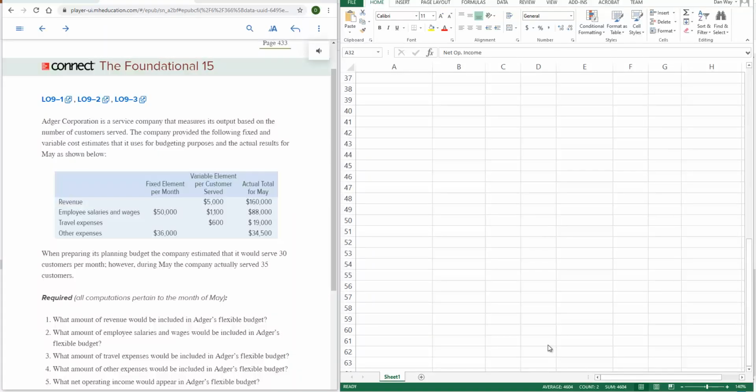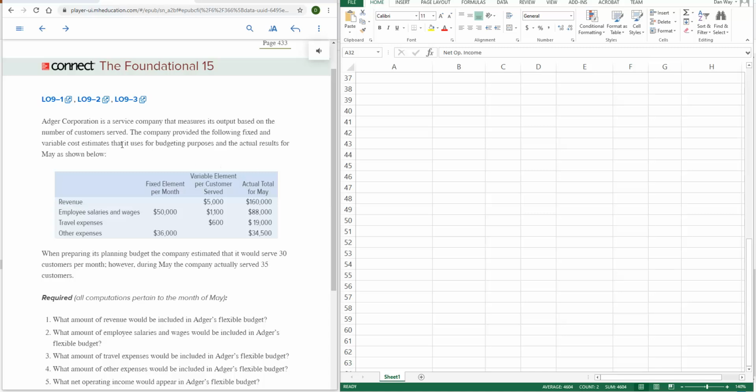Okay, next up we're going to look at the foundational 15 for Chapter 9, which is really a comprehensive problem with a whole bunch of different components asked about it. And it incorporates many of our different flex budget concepts from this entire chapter.